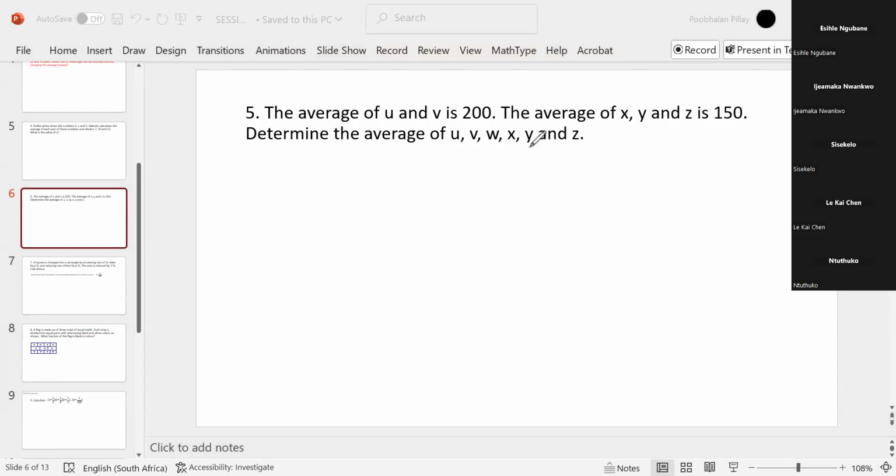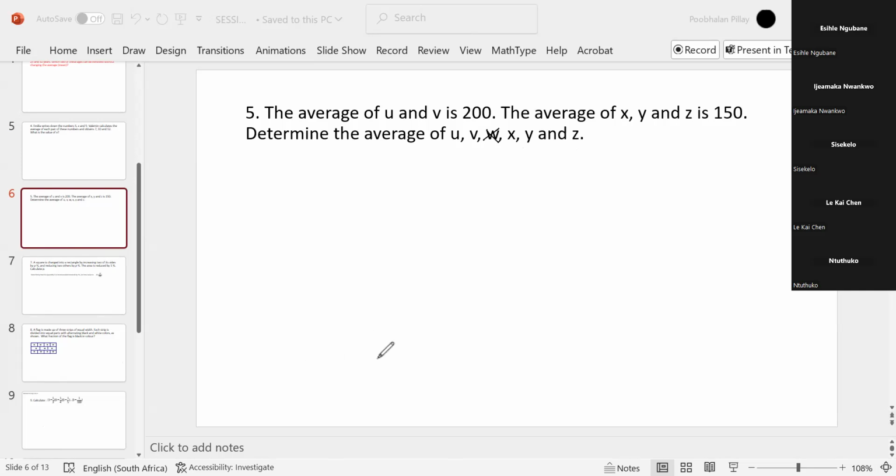I think I had V, W, X, Y, and Z. So it's not supposed to be V, W, X, Y, and Z. It's supposed to be U, V, X, Y, and Z. I took 5 consecutive letters of the alphabet here, but in the problem, they are not consecutive. U, V, you got X, Y, and Z. Okay, so you need to work out the average of U, V, X, Y, and Z.